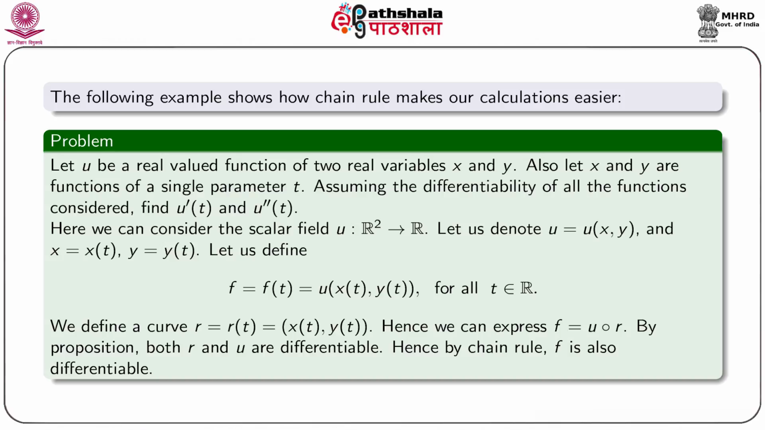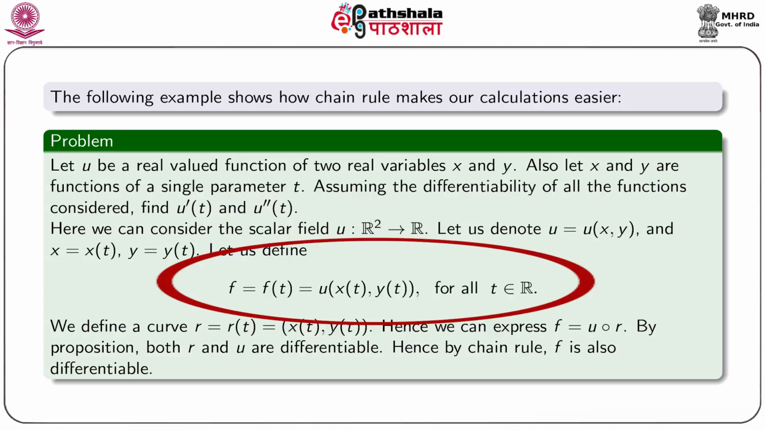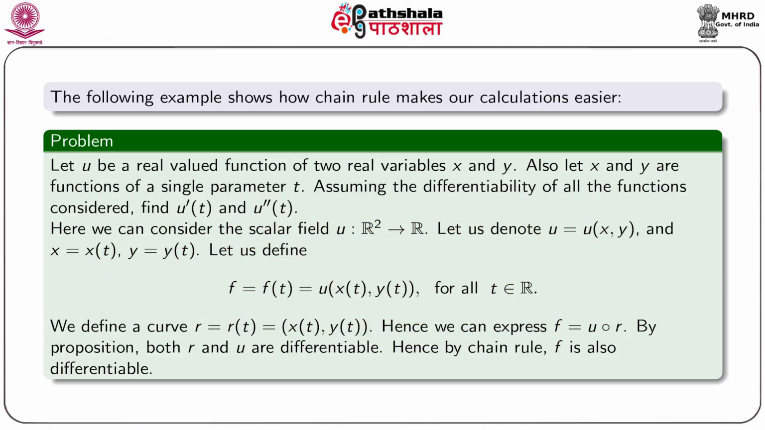We define f as f(t), which is u operating on the ordered pair (x(t), y(t)) for every t in R. If we define a curve r as r(t), which is the ordered pair (x(t), y(t)), then r is a curve in R^2, and also we can express f equal to u composed with r. By proposition, both r and u are differentiable. Applying chain rule, we can find f is also differentiable.